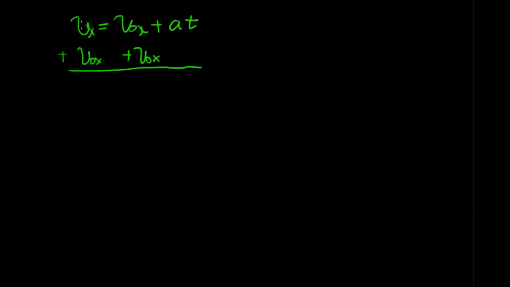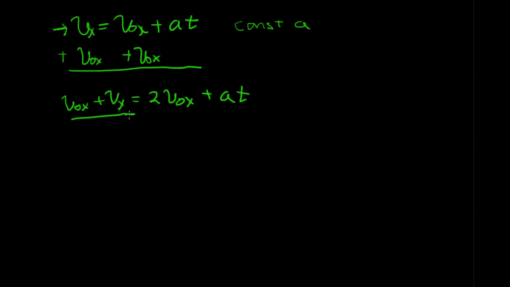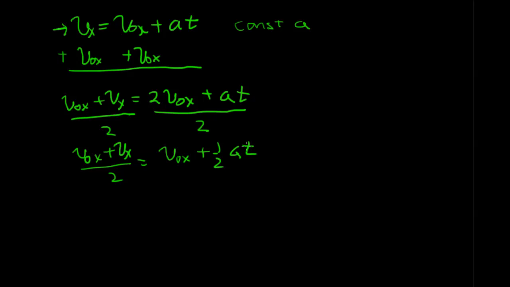So we're going to start with one of the equations we had last time, which is this one. This was just a rearranged equation for our definition of acceleration in terms of velocity and position, but now we've got a constant acceleration. All right, and so we're going to start with this equation and add v naught x to both sides, and that gives us v naught x plus vx equals 2 v naught x plus the acceleration times the time. Then we're going to divide both sides by 2, which we're free to do. And that gives us (v naught x plus vx) divided by 2 is equal to v naught x plus 1/2 a times t.